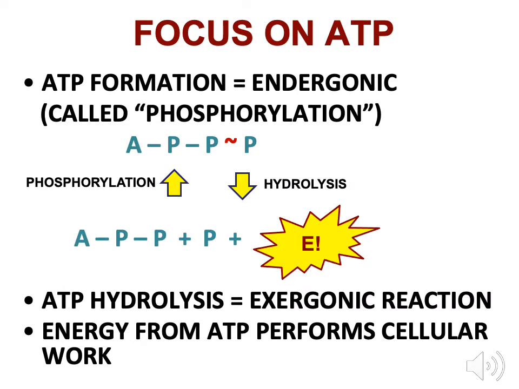ATP is formed through a process called phosphorylation, which is nothing more than a $64,000 term for adding phosphate to something. So if you take a look at our bullet point, we're going to understand that this is actually an endergonic reaction. If we are going to make ATP, what we have to do is basically add energy to do so. Then on the other hand, there's a second reaction that we're going to call hydrolysis, which is breaking ATP.